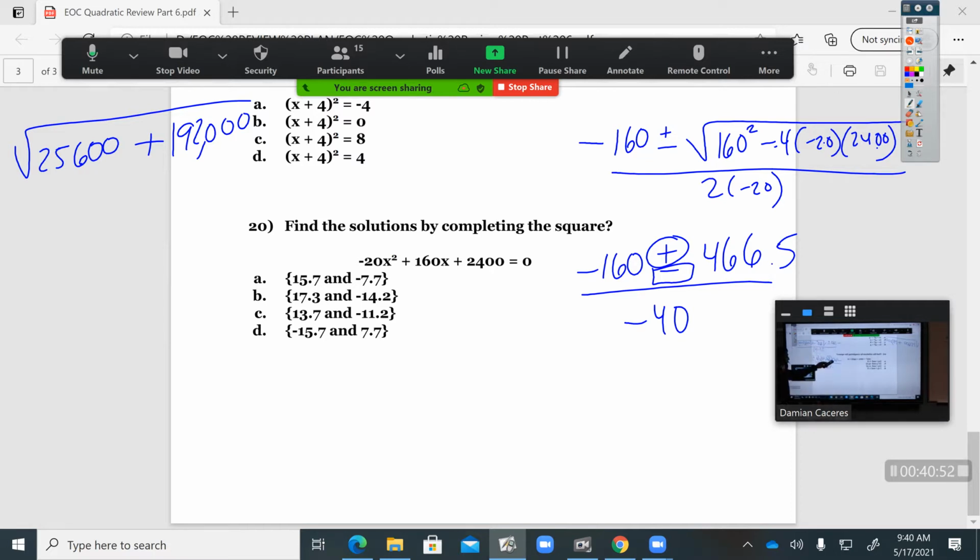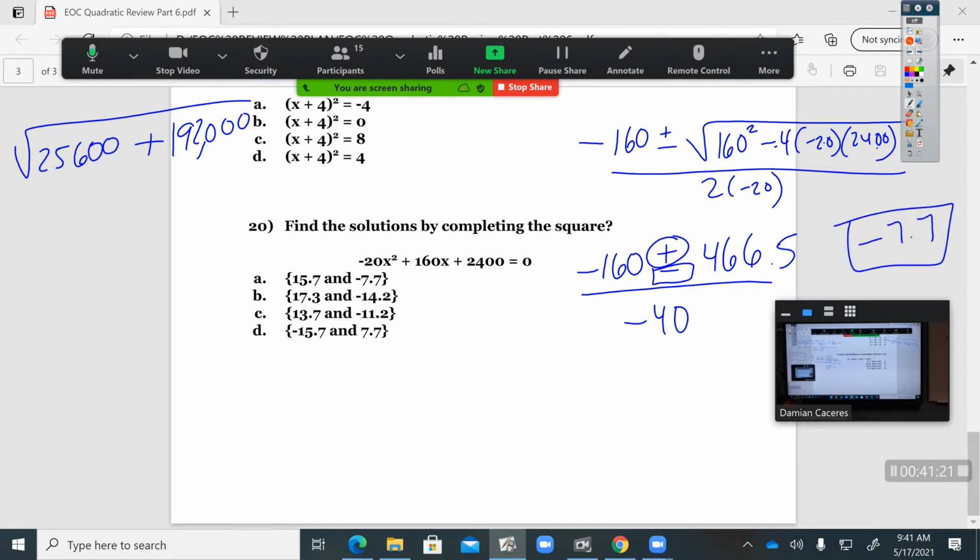Now, when you do the top part, make sure you press the equal sign before dividing by negative 40. If you don't press the equal sign, it'll only divide one number by negative 40. Your answer is going to be wrong. So how you do it in the calculator is negative 160 plus 466.5 equals, divided by negative 40. It gives you negative 7.7.